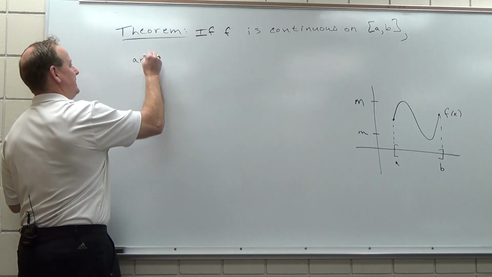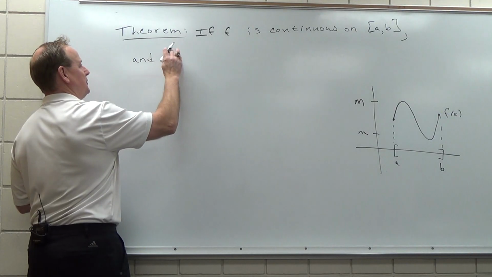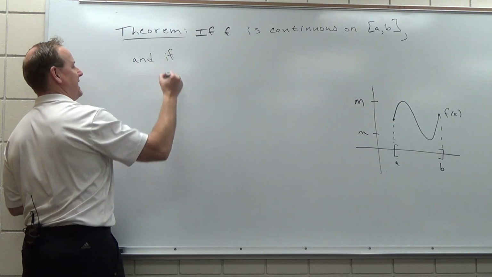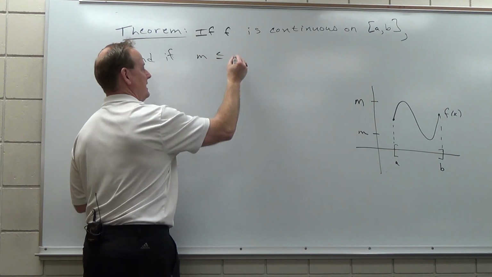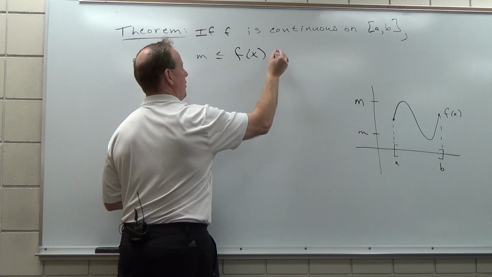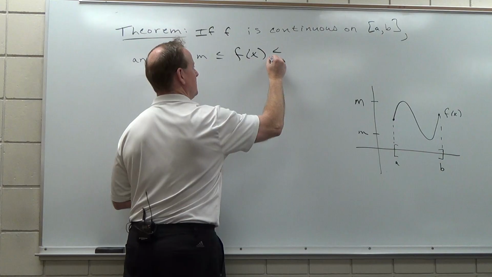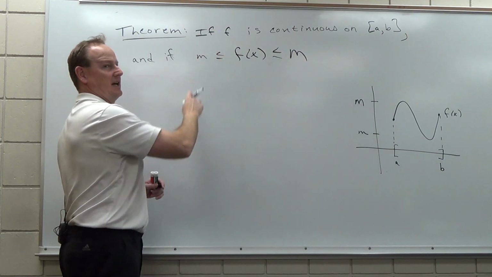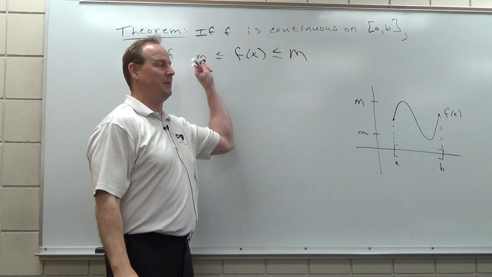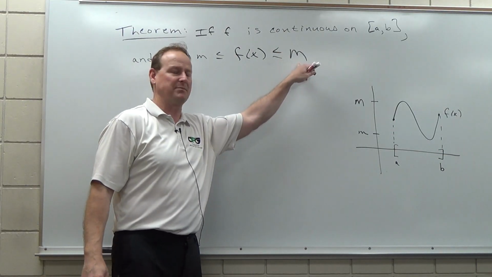And we're going to let little m be the absolute minimum, and the absolute maximum we're going to call capital M. So we do know that the function is going to be bigger than or equal to its absolute minimum and less than or equal to its absolute maximum.